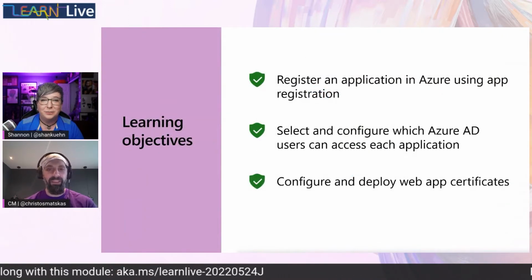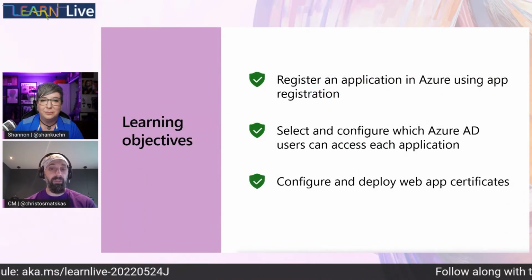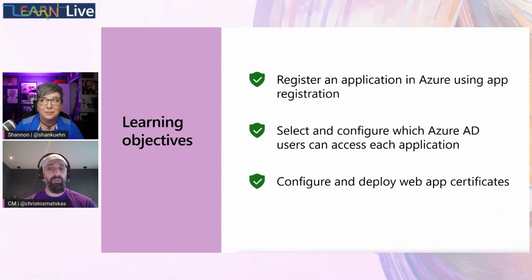So what are the objectives here? Obviously, we want to educate you around how to use application registrations in Azure and what they mean. We'll also show you how to select and configure Azure AD users that can access applications. And then finally, we'll talk about web app certificates because they're very important for securing your applications.